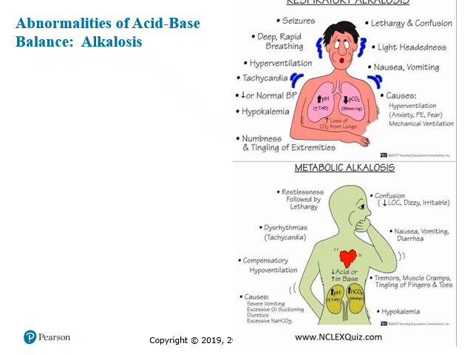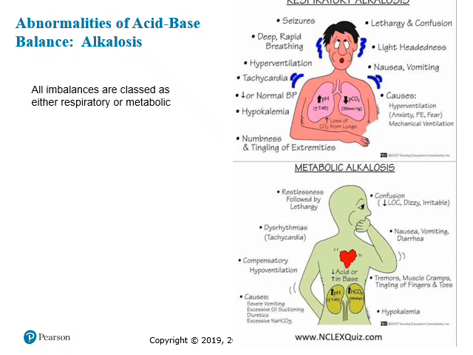Okay, let's take a look at, I made a mistake right here. That's respiratory alkalosis, and this is metabolic alkalosis. Abnormalities of acid-base balance. Alkalosis. You have two types of alkalosis: respiratory alkalosis and metabolic alkalosis.